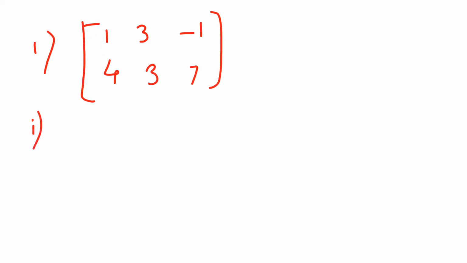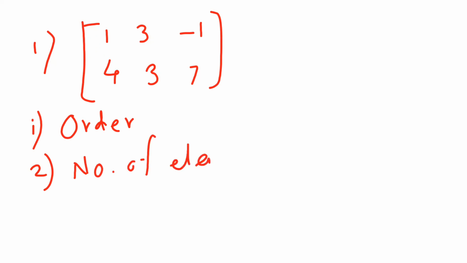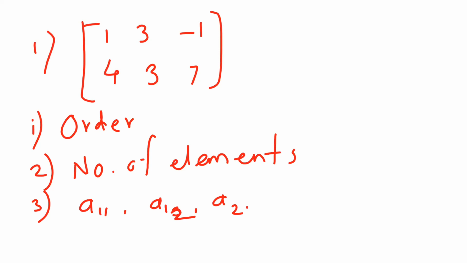Let's take one example. The first question is, what is the order of the matrix? Second is the number of elements. And the third one is to find A11, A12 and A21.